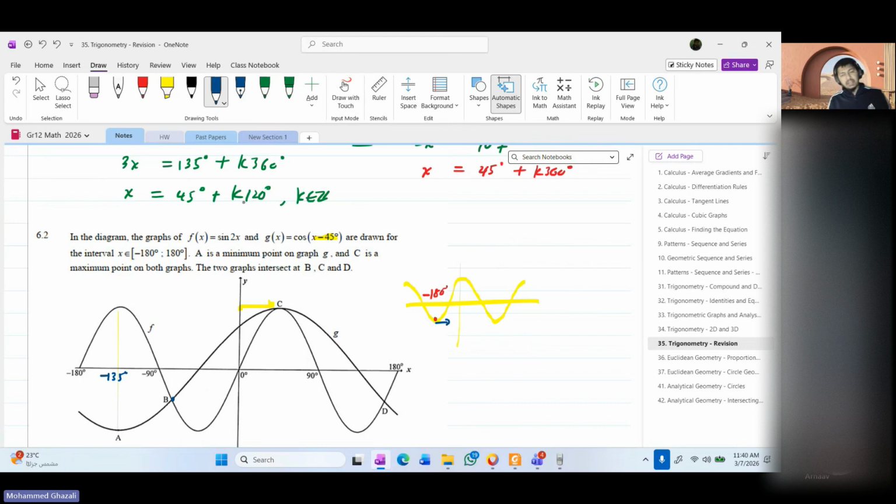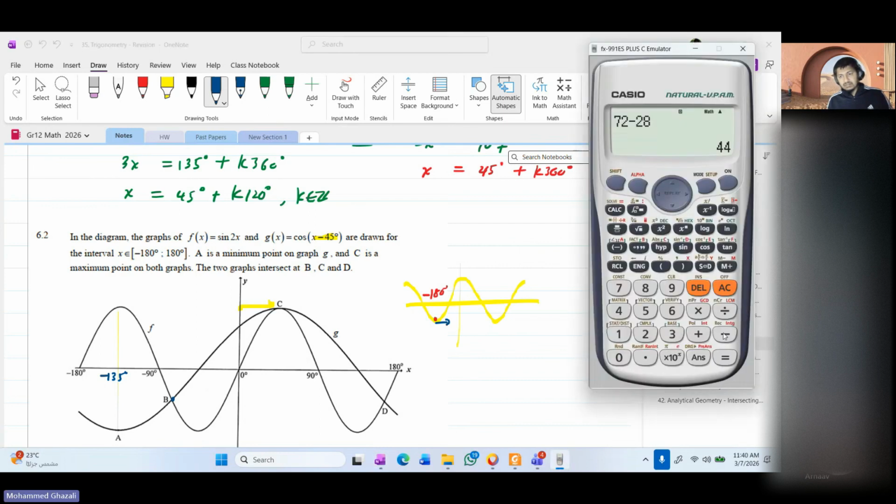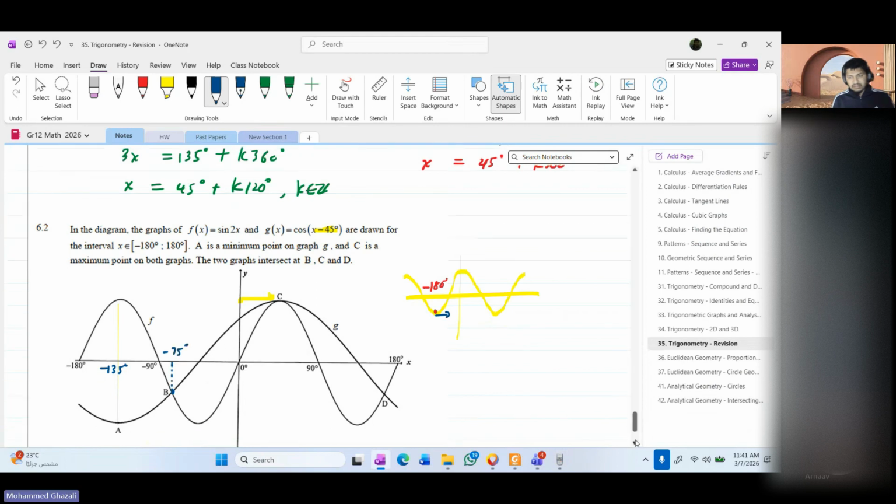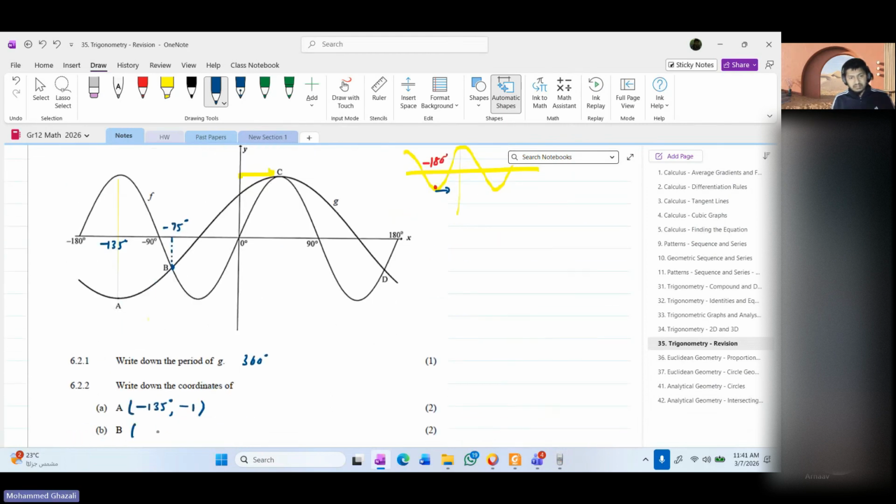What's negative 120 plus 45? We have negative 120. Make sure you're understanding. We good? That's negative 75. Right, so I've got negative 75 degrees. So the coordinates of B is negative 75 degrees. Now, where will you substitute negative 75?